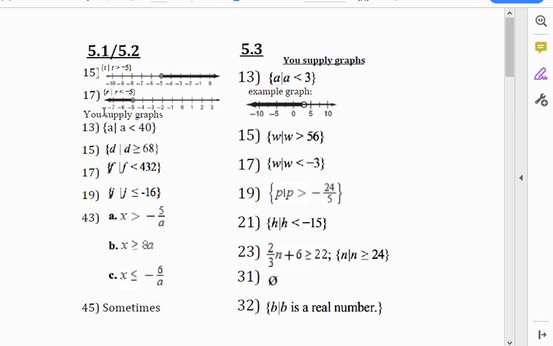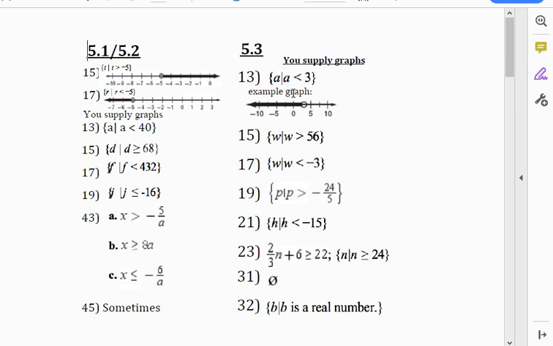than 432, 19J is less than or equal to -16, 43A is X is greater than -5 divided by A, B, X is greater than, maybe or equal to, I can't tell if that's an error or equal to, A, C, X is less than or equal to -6 divided by A, 45 is sometimes, and that's it for 5.1 and 5.2 for one-steppers.